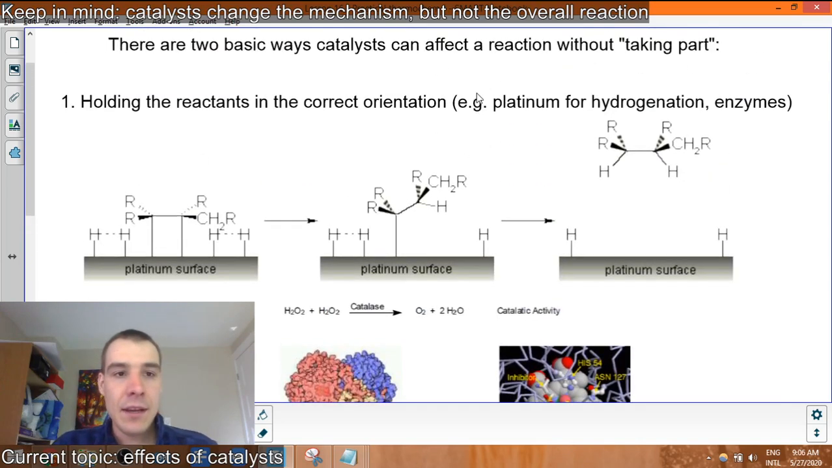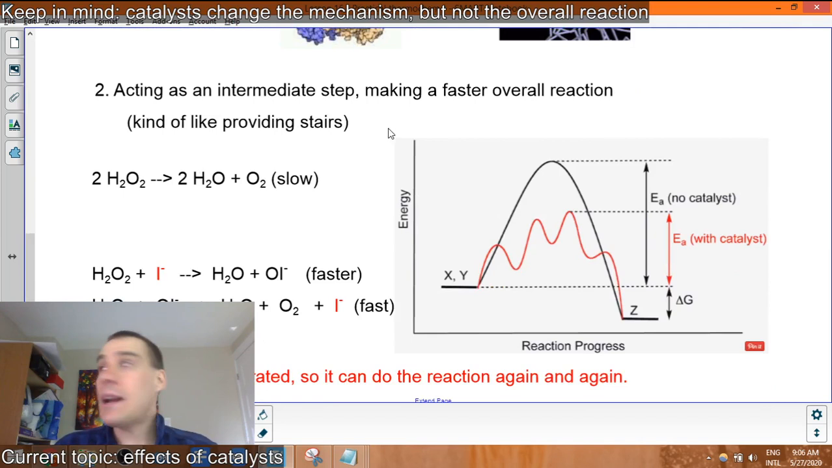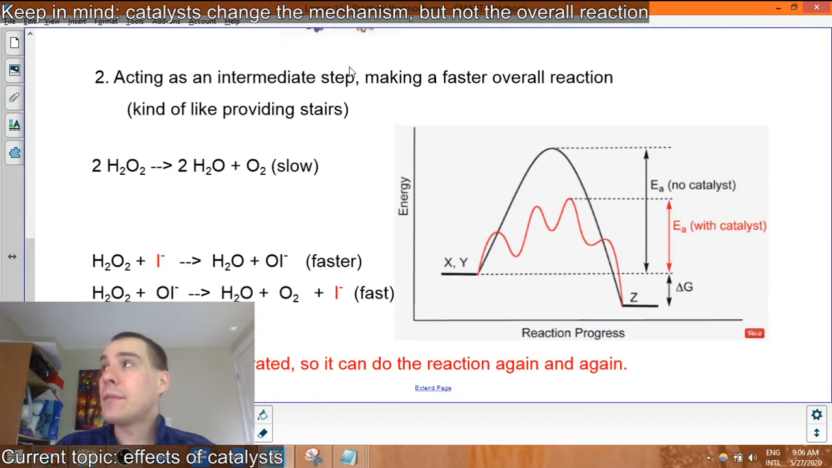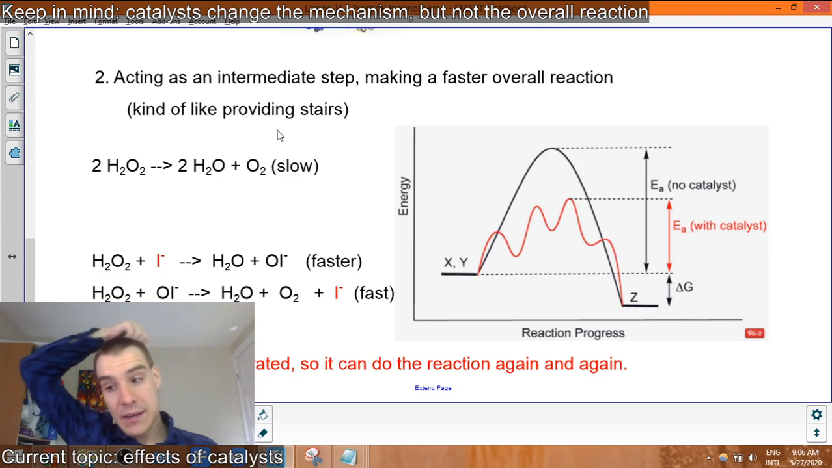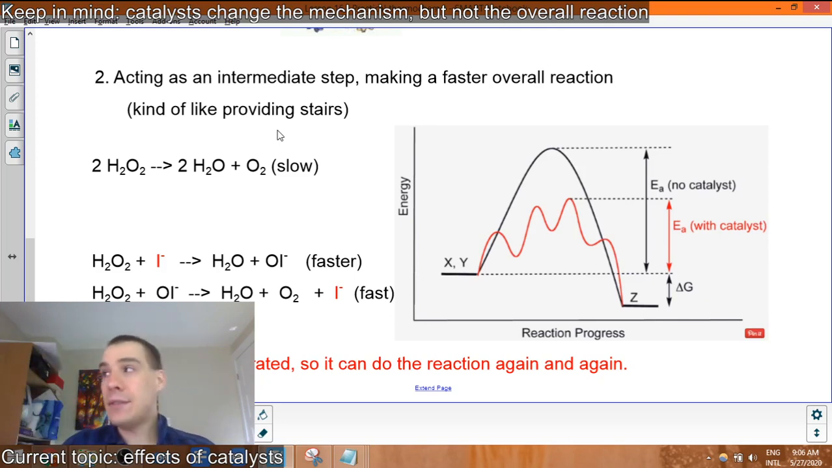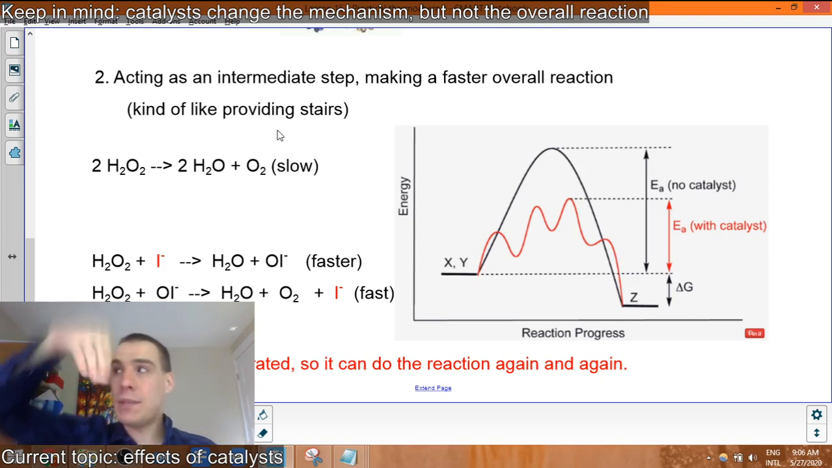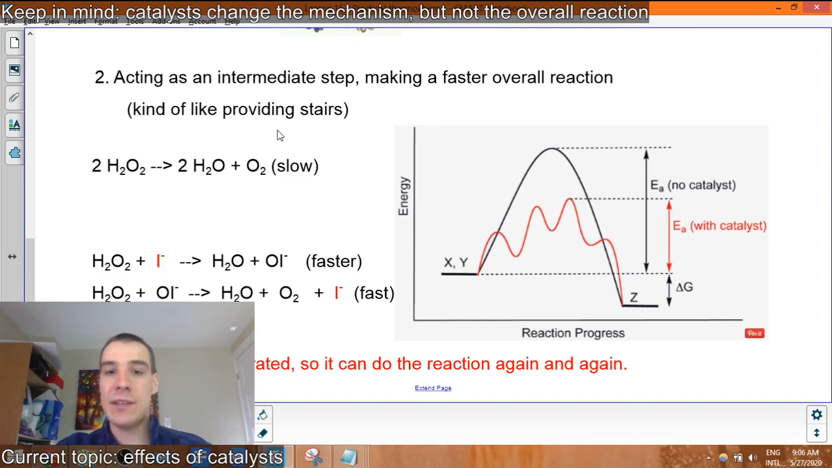Then the other kind is acting as an intermediate step, which makes a faster overall reaction. So instead of one step, you make multiple steps for the reaction. It's kind of like providing stairs, right? I'm on the 2nd floor of my house. If I didn't have stairs, I wouldn't be able to jump up here, right? But I do have stairs. So instead of making one big jump, which would take too much energy at once, I can climb the stairs. So I've got these intermediate steps.